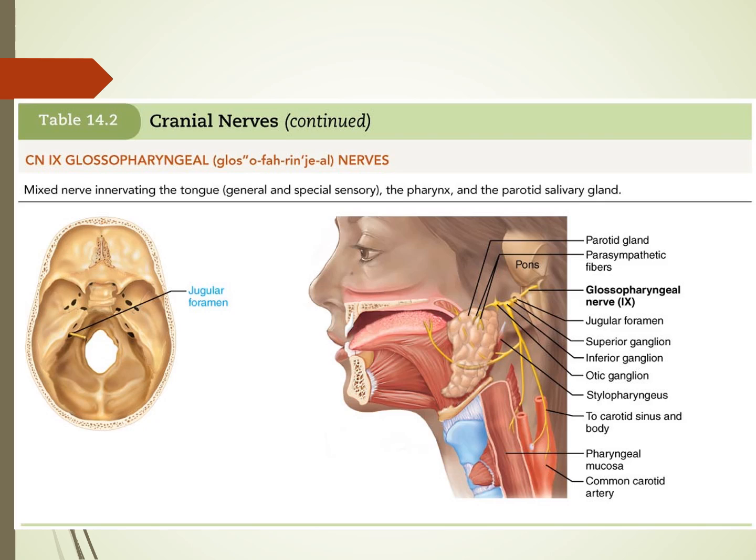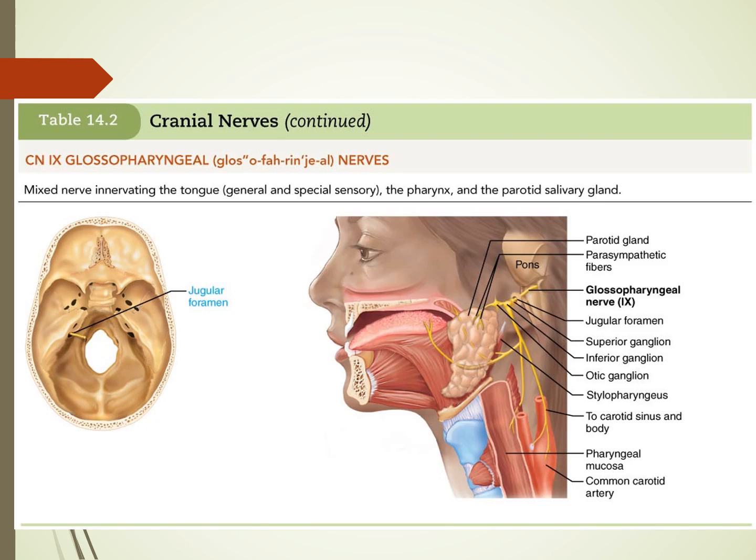So this one has a lot. It's kind of across the board, sensory and motor. But if you think about tongue and pharynx, it'll give you a good idea of what it does. And it actually runs through the jugular foramen. So that's one of those big holes in the base of the skull.